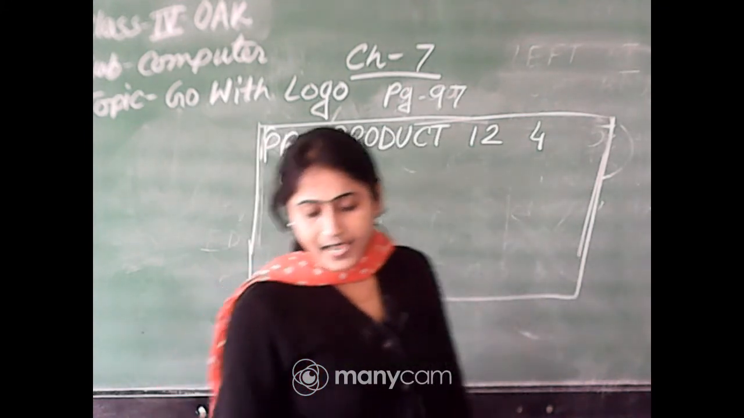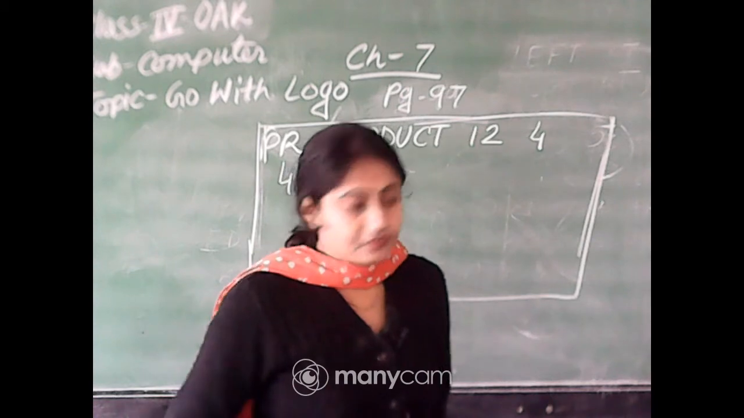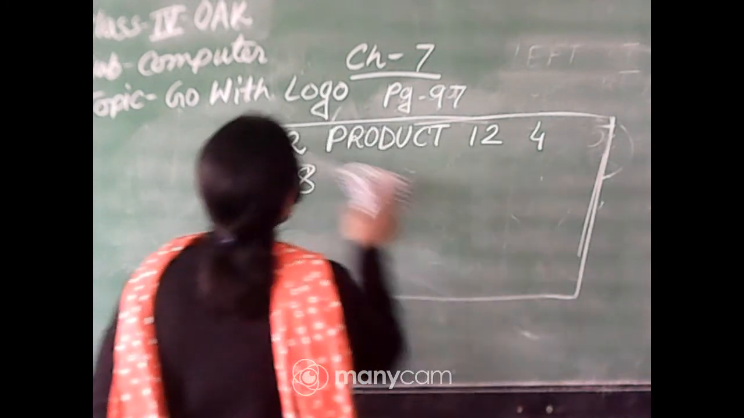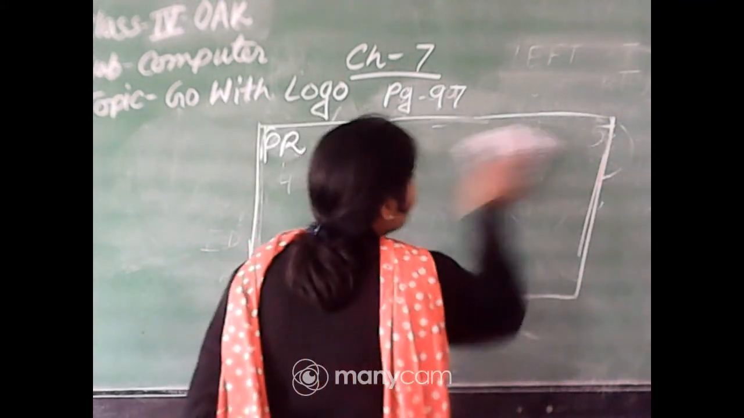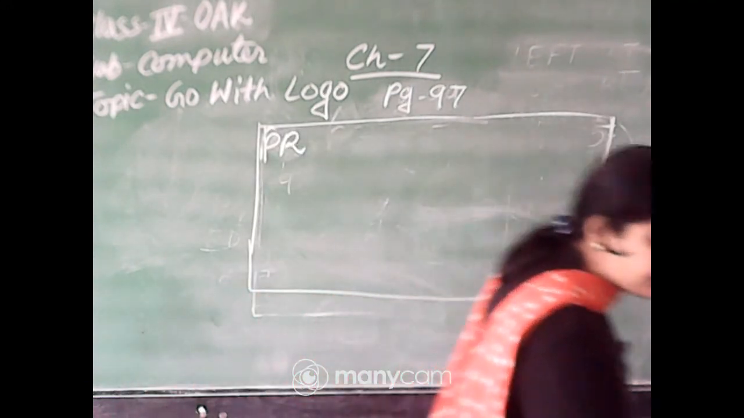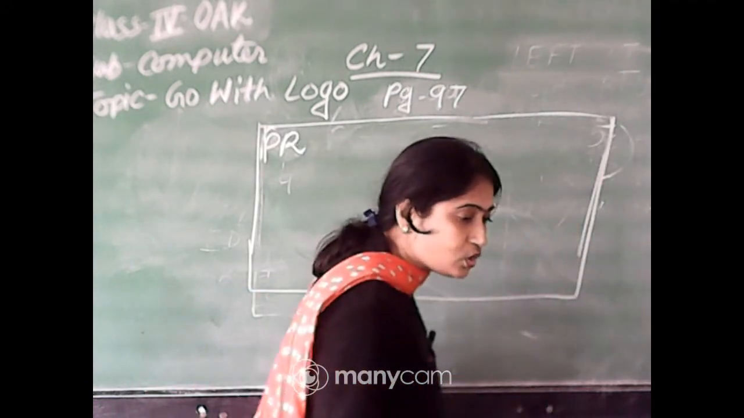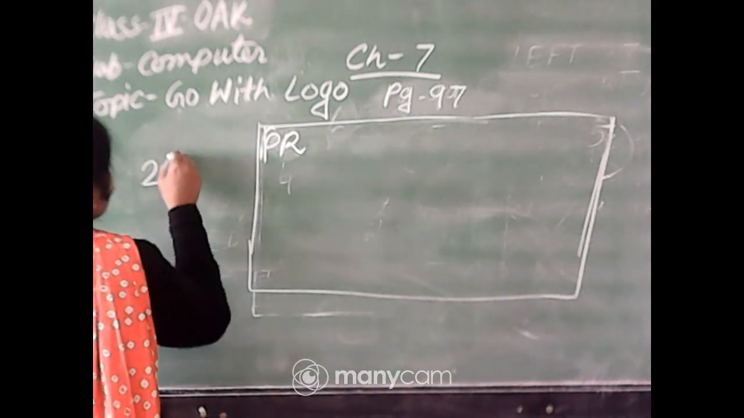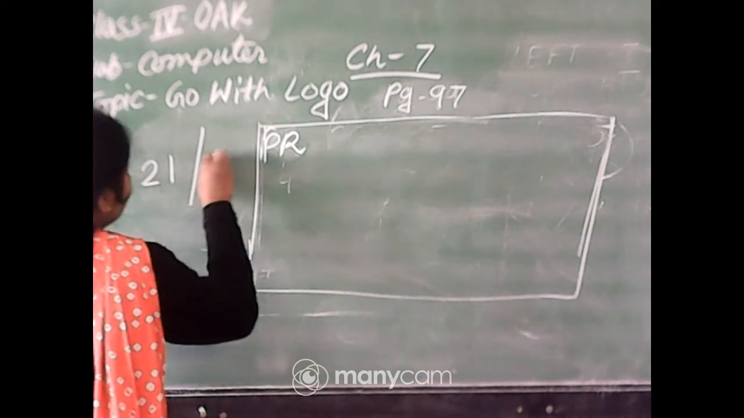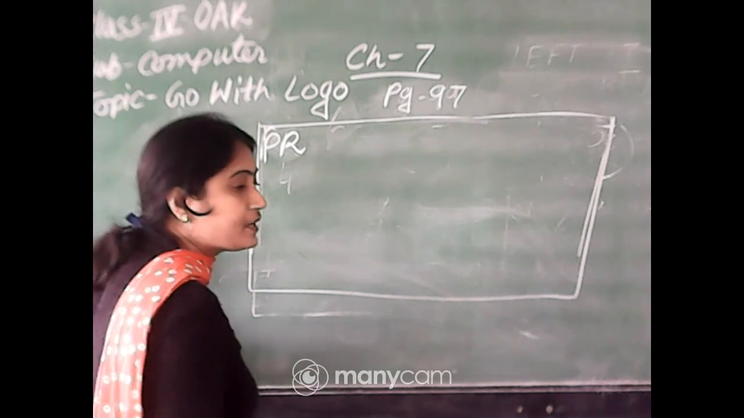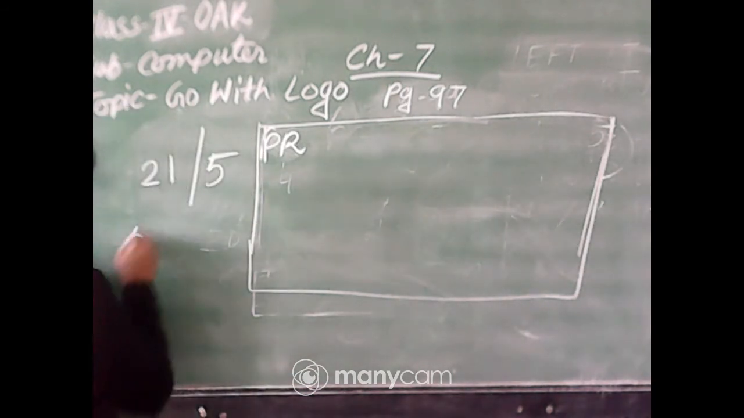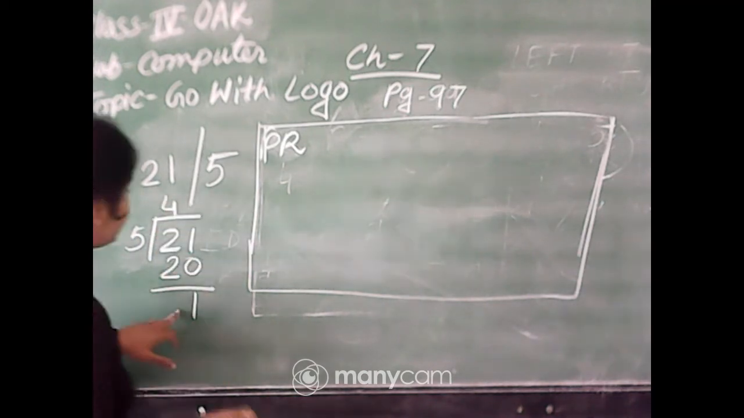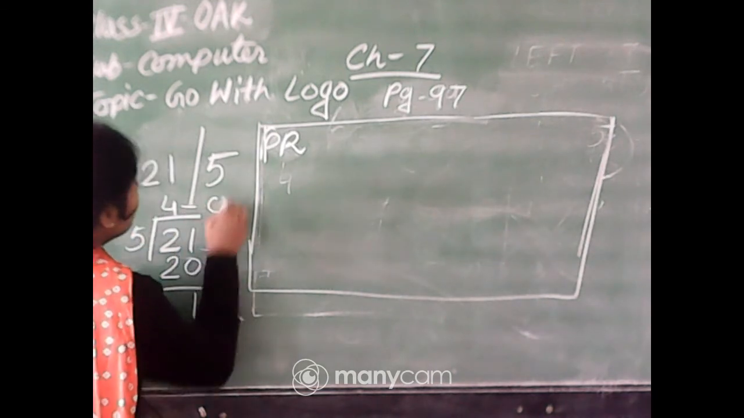Okay. Now another one is quotient. If you want to divide any two numbers, there are two functions: one function for the quotient and one function for the remainder. Quotient only. Suppose you want to divide 21 by 5. If you divide, 5 4 ja 20 and 1 is the remainder. This is the remainder and this is called the quotient.